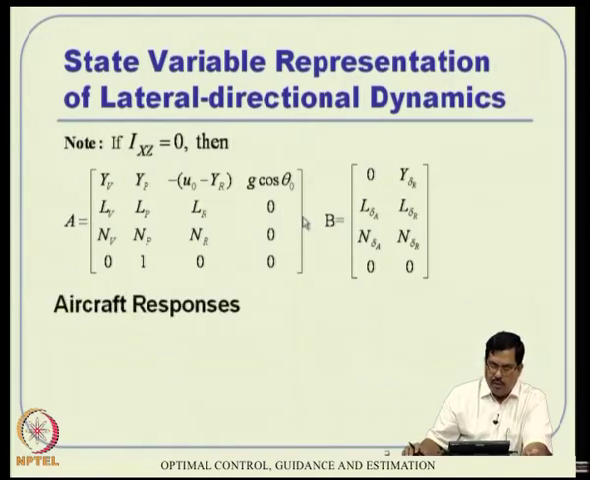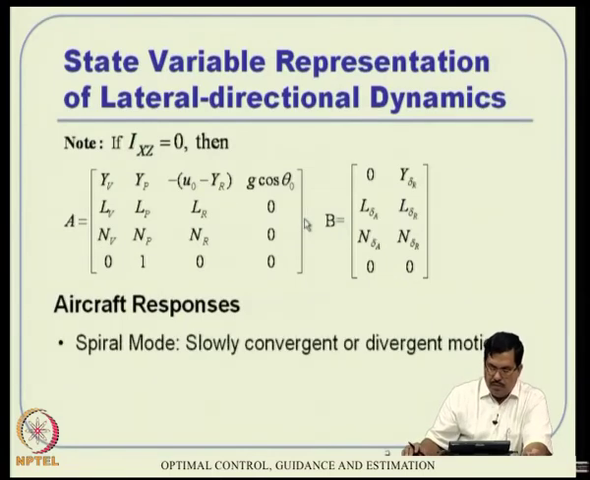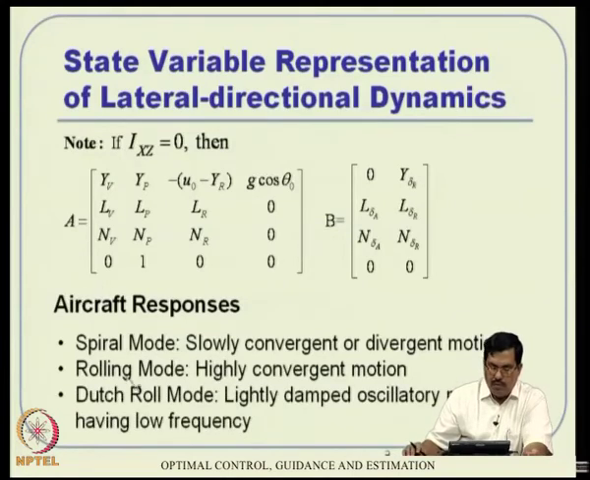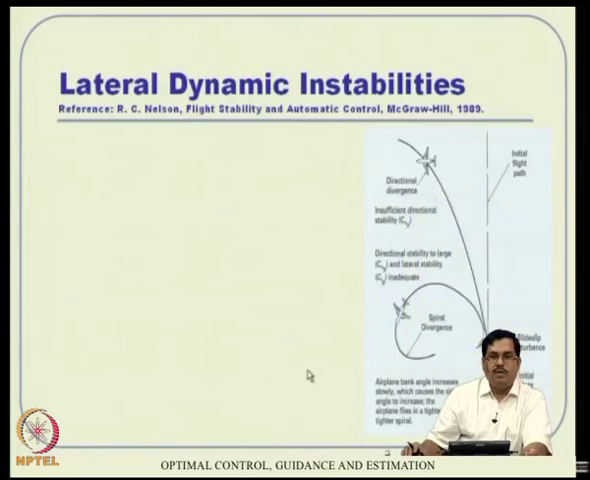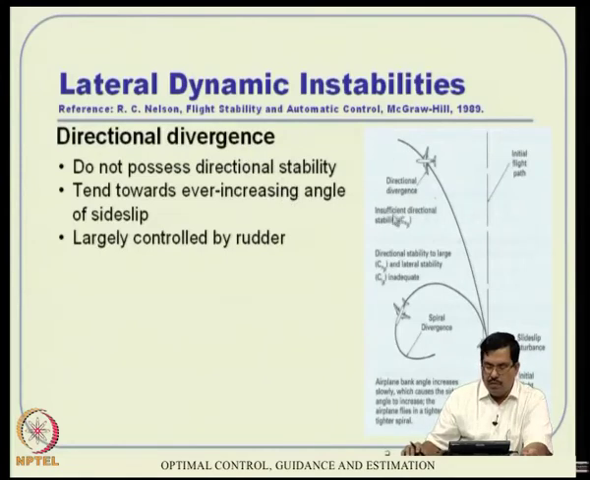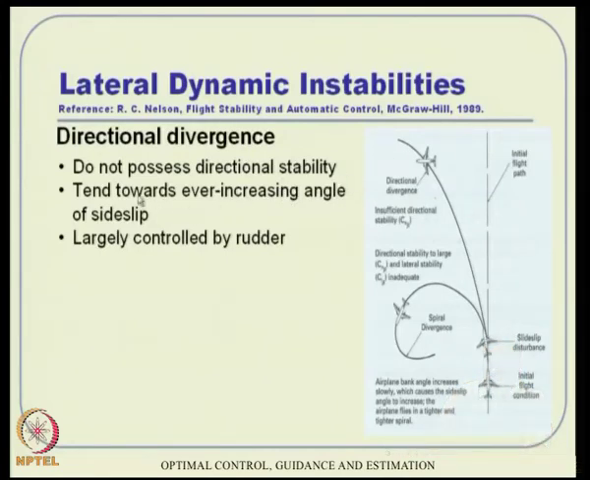So as far as aircraft response is concerned, in this lateral dynamics there are 2 modes again. One is the spiral mode, another is the rolling mode, and there is a Dutch roll motion also, which is a coupling between these two. So let us see what that is. This is the spiral mode, directional divergence first. It doesn't possess too much directional stability. In other words, there will be an increase of the side slip angle beta.